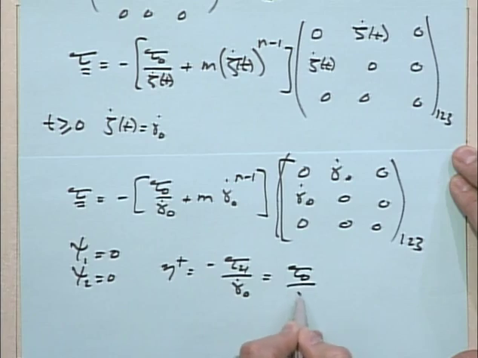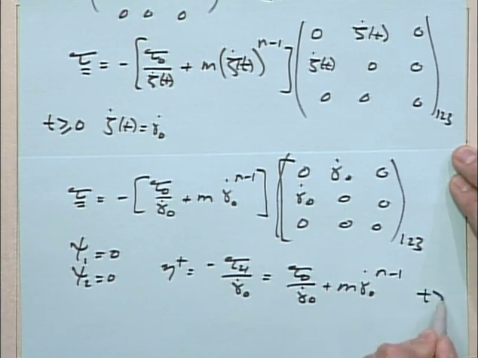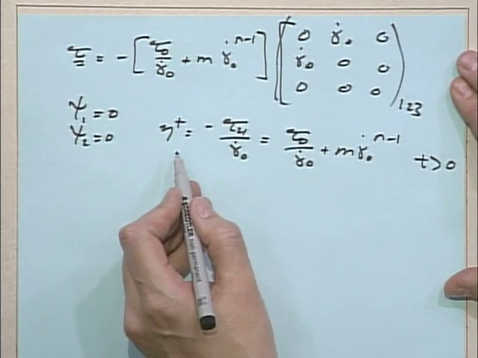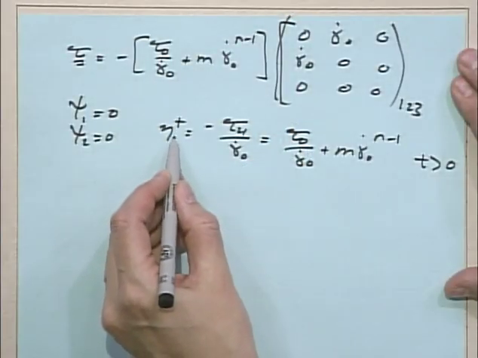So we get tau naught over gamma dot naught plus m gamma dot naught to the n minus 1 for t greater than 0. Now to sketch that, which was a bonus problem, when sketching these things, I sometimes think that you're thinking back to some sketch I made before and trying to figure out which of those sketches is this one. Try this instead. Try looking at the equation and thinking about what is varying. So this is eta plus as a function of time.